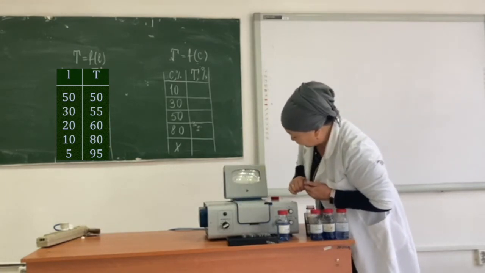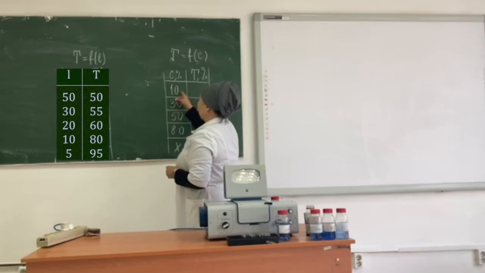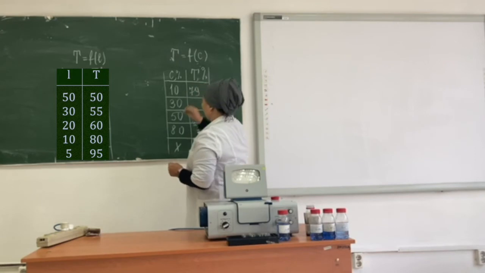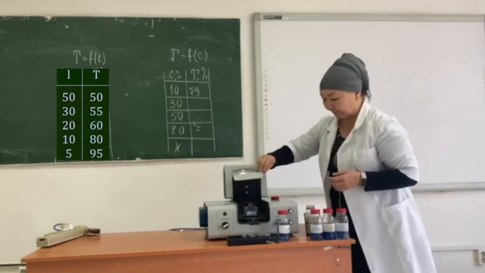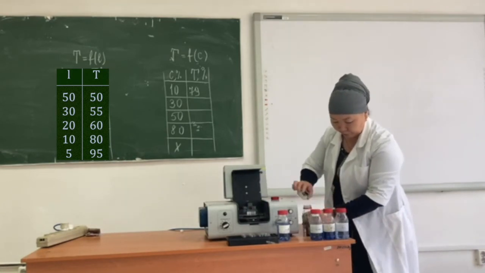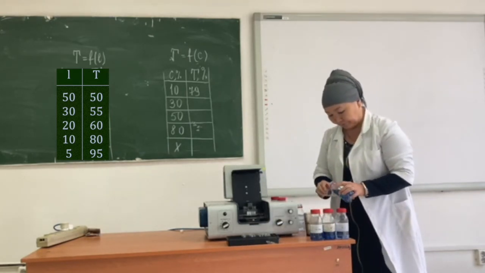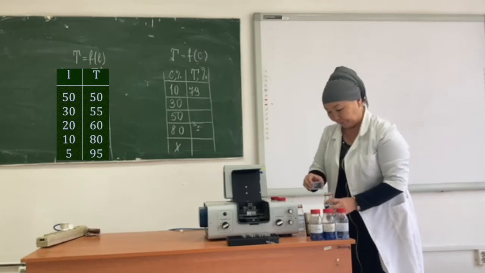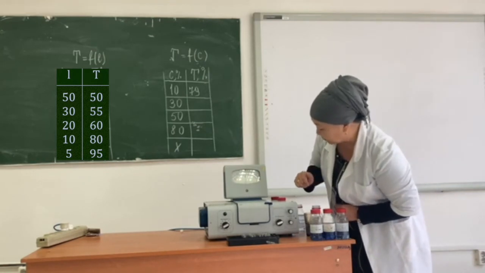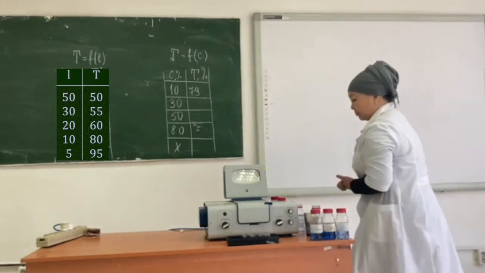This means that light passing through the colored solution is absorbed, and only 79% of the light intensity passes through. Change the solution in the cuvette to a different concentration. Let's take a 30% liquid. With the 30% solution, the transmittance is 48%.